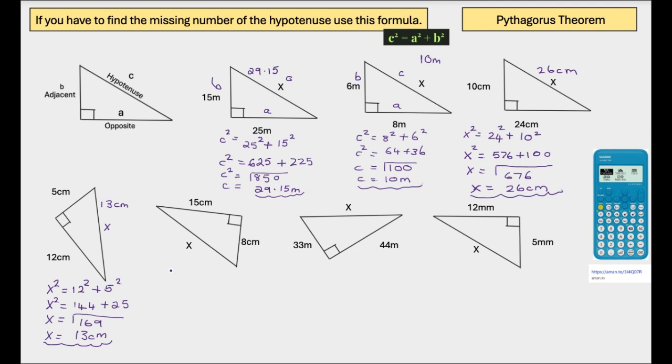Another three examples. Same again, it's just flipped. X squared equals 15 squared plus 8 squared. X squared equals 225 plus 64. We've got to square root the answer, which is 289. So X equals 17 centimetres. So there's my missing side.